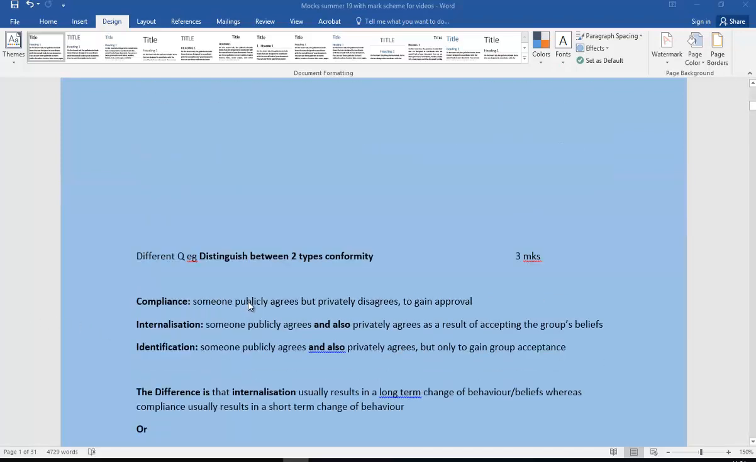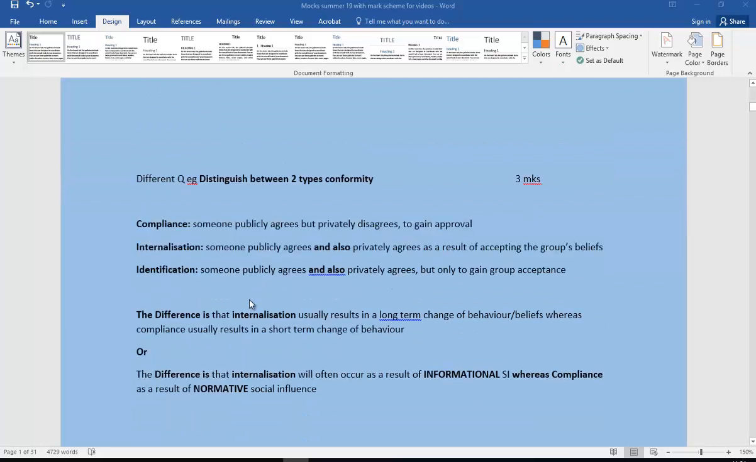Okay, so what if we get a slightly different question? Something like this, distinguish between two types of conformity. So we're going to use that same format, define the first one. So define compliance, for example. Someone publicly agrees but privately disagrees to gain approval. Internalization, someone publicly agrees and also privately agrees as well as a result of accepting the group's beliefs.